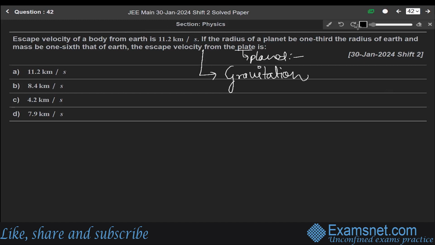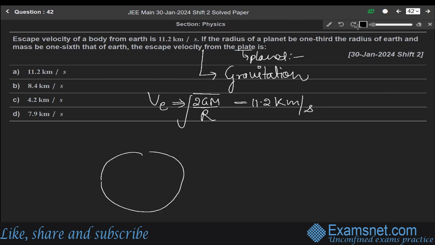Now, since the escape velocity is given as 11.2 kilometer per second, the formula for escape velocity is under root 2GM over R, and it is given as 11.2 kilometer per second. According to the question, this is Earth and there is a planet.